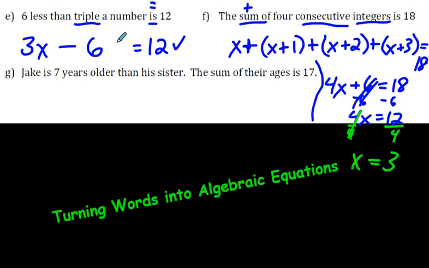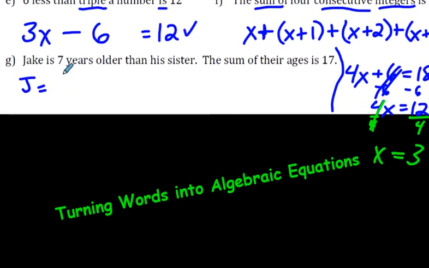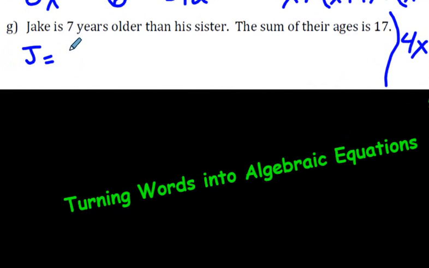And look at this question. Jake here is 7 years older than his sister. The sum of their ages is 17. So Jake is 7 years older than his sister. Let's call his sister S. Jake's age is S plus 7. And the sum of their ages is 17.